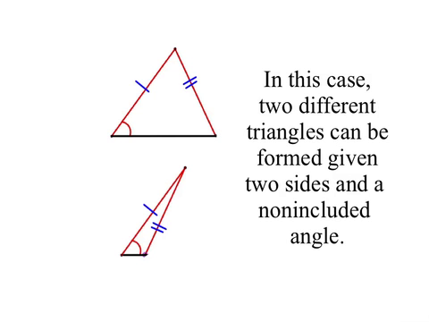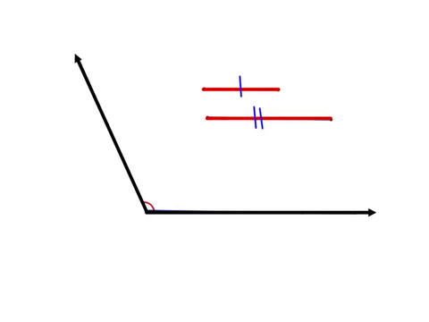In this case, two different triangles can be formed given two sides and a non-included angle. So we can't use SSA as a theorem or a postulate, because in order for it to work, it has to work in all cases. Well, here's another case we could examine.